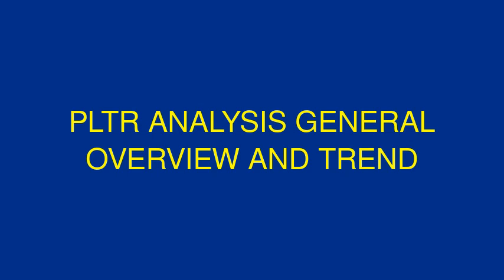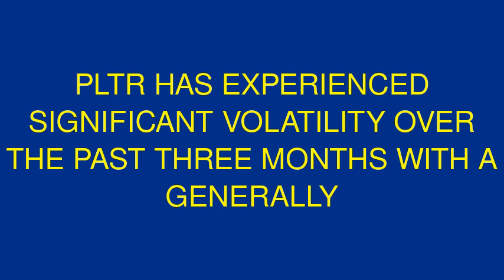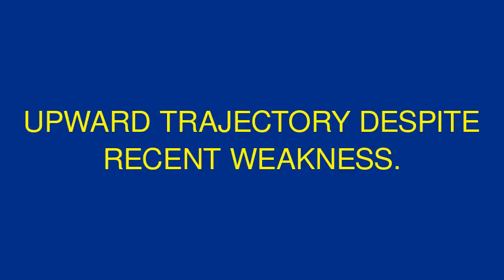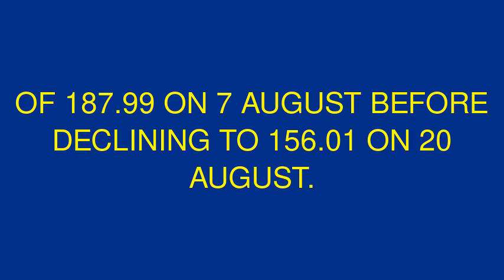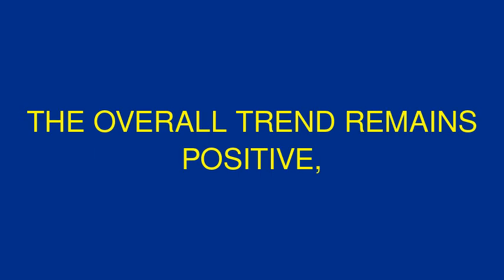PLTR analysis. General overview and trend. PLTR has experienced significant volatility over the past 3 months with a generally upward trajectory despite recent weakness. Starting from 123.31 on the 23rd of May, the stock reached a peak of 187.99 on the 7th of August before declining to 156.01 on the 20th of August.